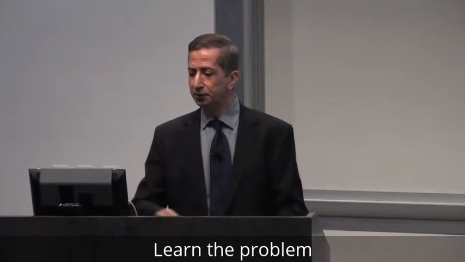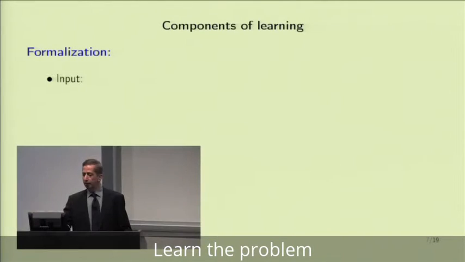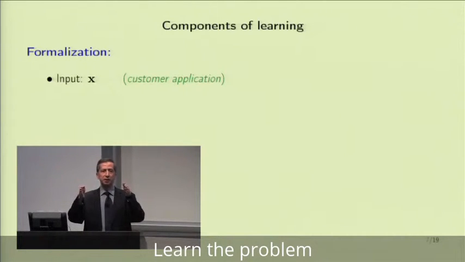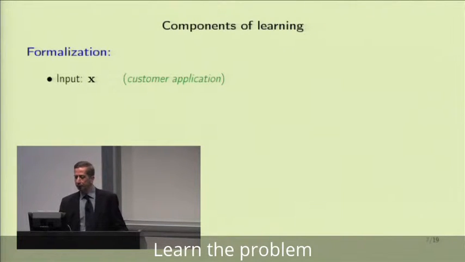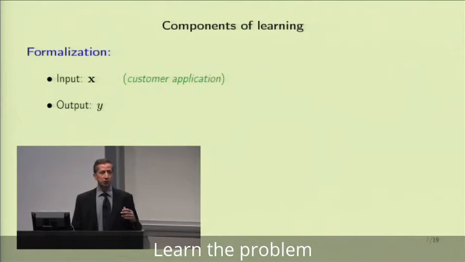So let's formalize this. First, we have an input. And the input is called X, surprise, surprise. And that input happens to be the customer application. So you can think of it as a d-dimensional vector. The first component is the salary, years in residence, outstanding debt, whatever the components are. You put it as a vector, and that becomes the input. Then we get the output y. The output y is simply the decision, either to extend credit or not to extend credit. It's +1 and -1.